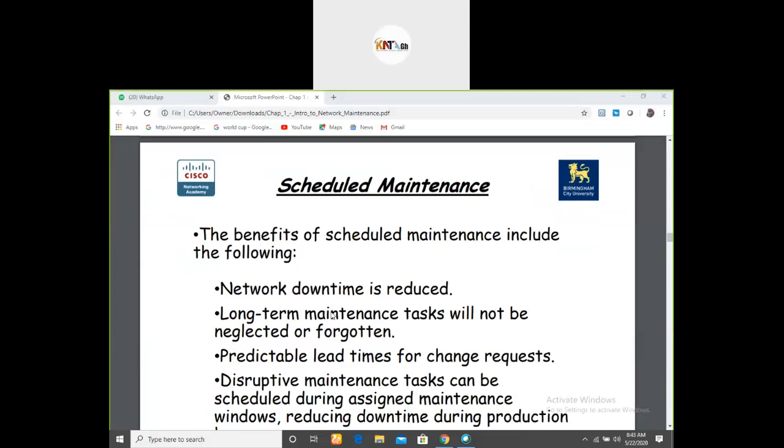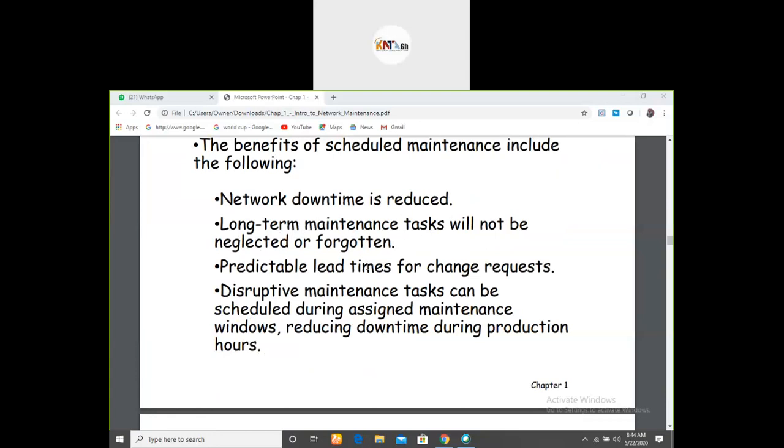The benefits of scheduled maintenance include the following. When we talk about scheduled maintenance, we want to talk about things you have put in place to provide maintenance procedures. Scheduled means a timely structure that you have to follow in providing maintenance. In scheduled maintenance, there's a reduction in network downtime. That is one. Long-term maintenance tasks will not be neglected or forgotten. That is two. You have predictable lead times for change requests. And then destructive maintenance tasks can be scheduled during assigned maintenance windows, reducing downtime during production hours.